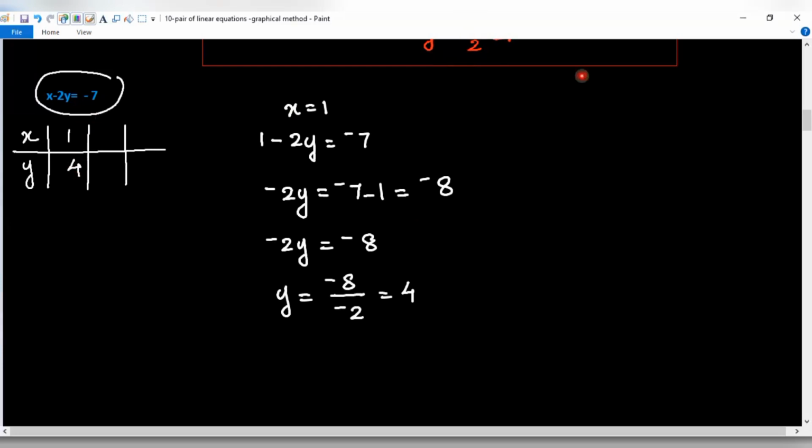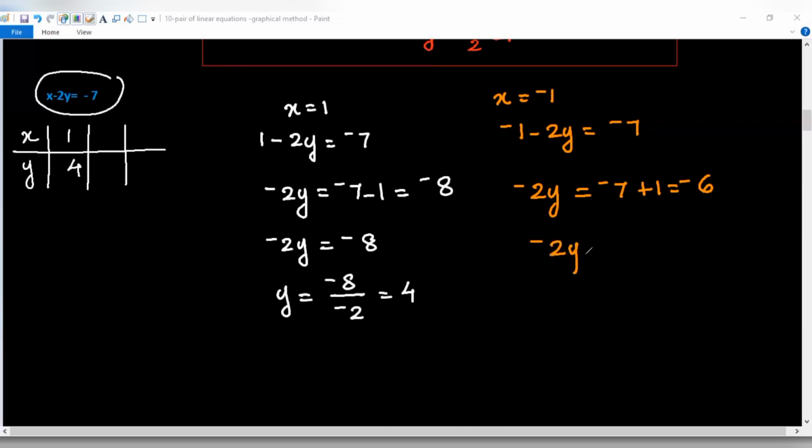Next, let us give x equals negative 1. What happens? In place of x, we have to give minus 1. Then minus 2y equals minus 7. So minus 2y is equal to, see here, negative 1 is going to the right side, it will become positive 1. So minus 7 plus 1, that is minus 6.